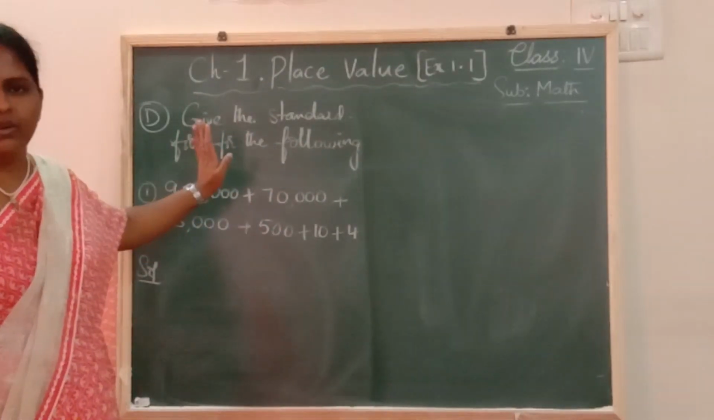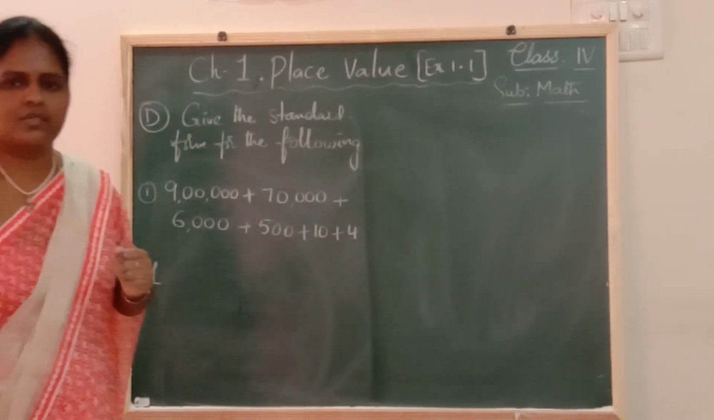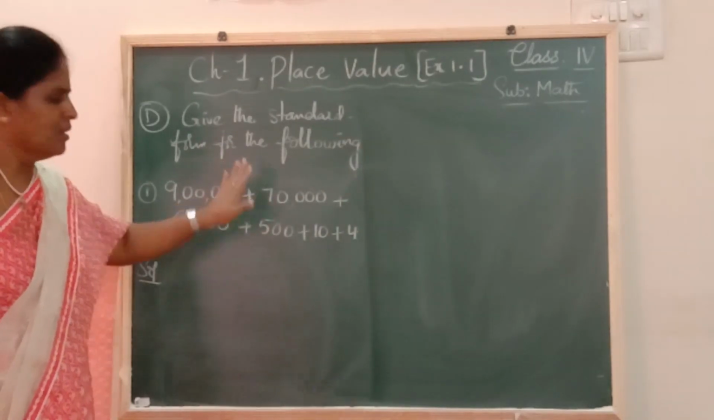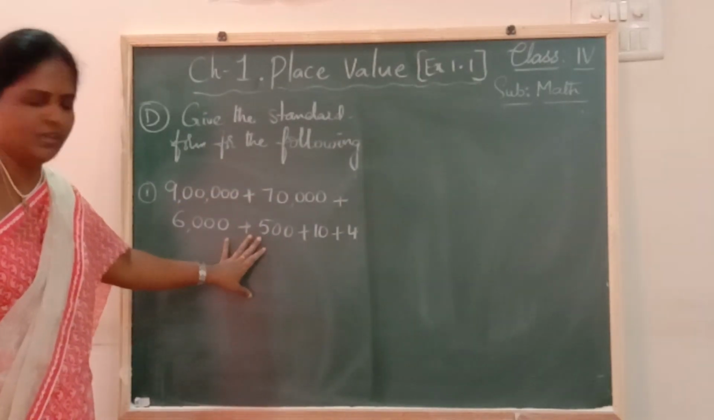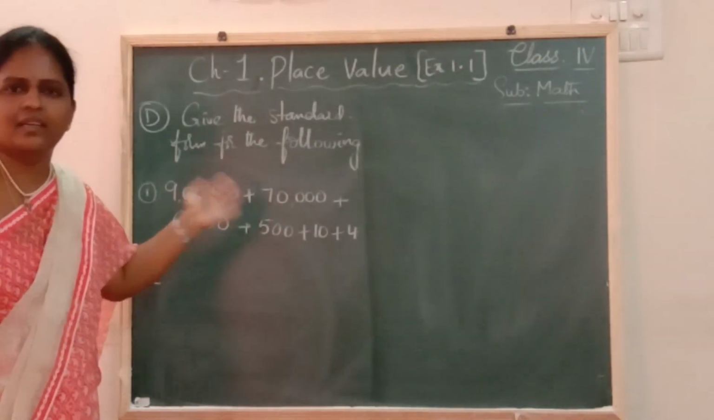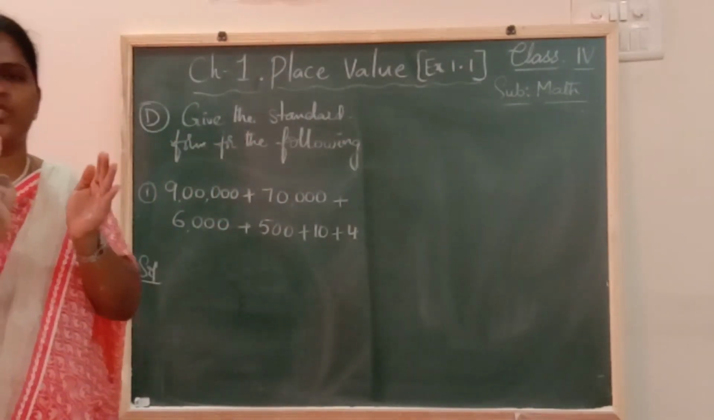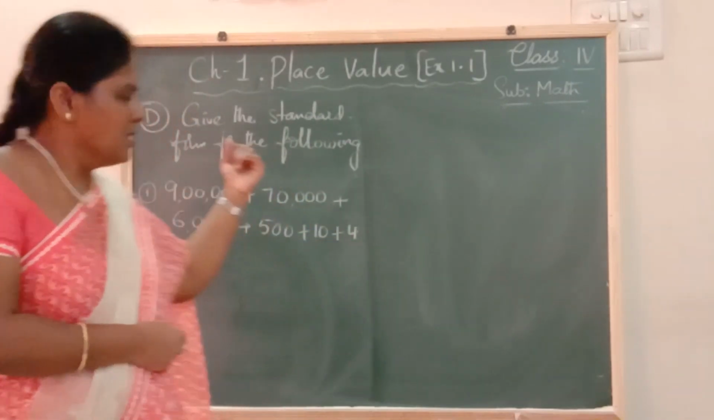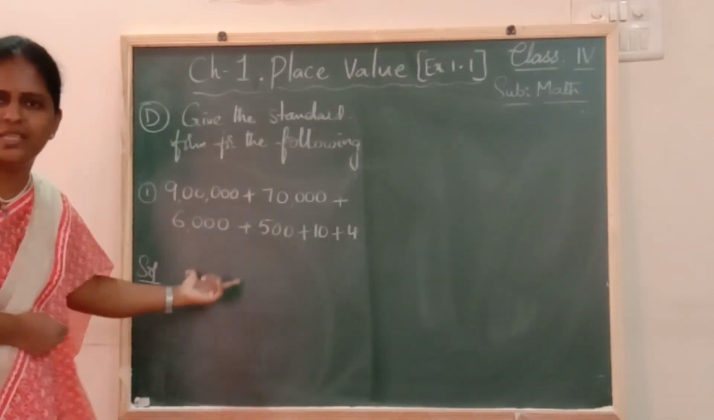Okay, children. So let's move on to our fourth bit. So what is the fourth bit, children? Give the standard form for the following. So the question is given here in expanded form, that is, the number is expanded and given for us. We have to make it short. Standard form or short form also we call, children. Okay. So how do I write the short form for this number?